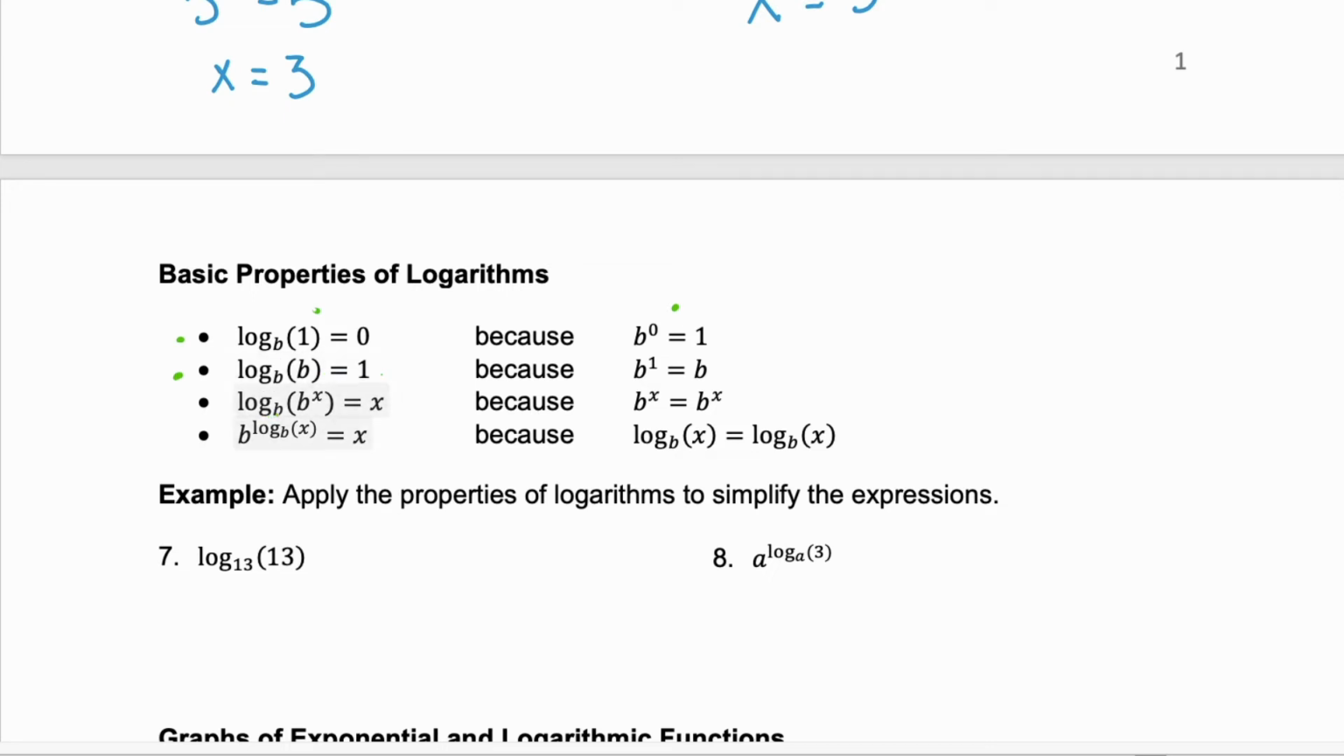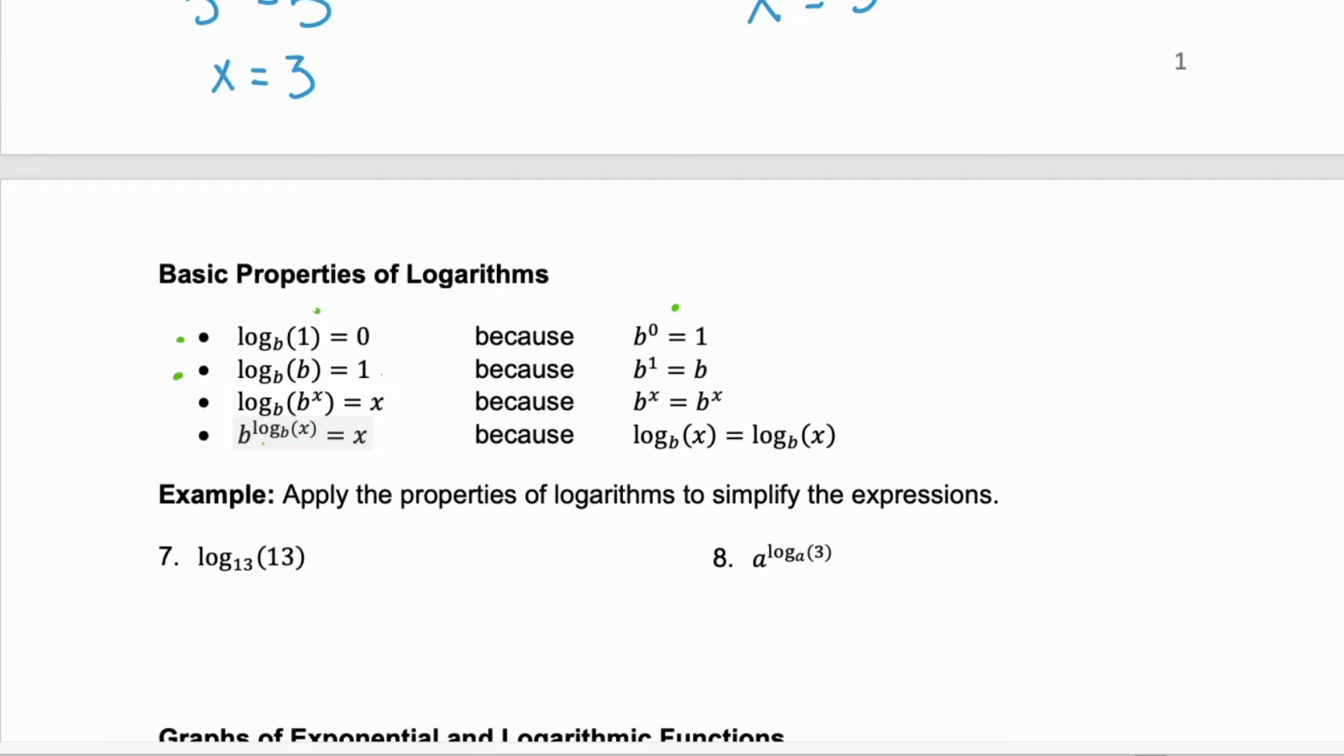The base of your log is the same as the base of the exponential argument. And the result there is just the exponent on the exponential argument. And the last one, you have an exponent, which is a log.